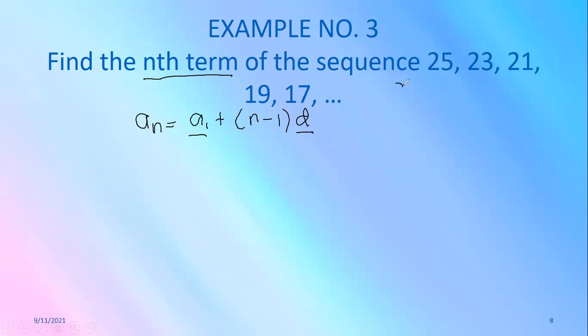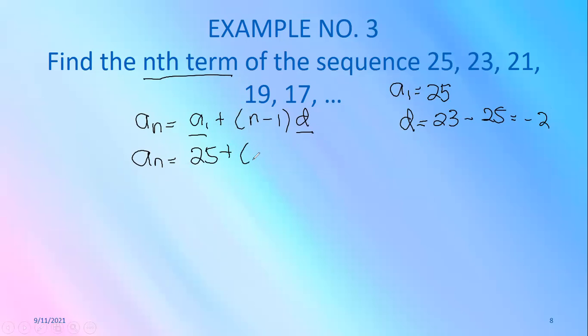Okay, let's identify the parameters. What is a sub 1? So based from the sequence, that's equal to 25. And your common difference is 23 minus 25, which is equal to negative 2. Okay. So now let's use the formula for the arithmetic sequence, a sub n, to find for the nth term. Your first term is 25 plus n minus 1 multiplied by our common difference, which is equal to negative 2.